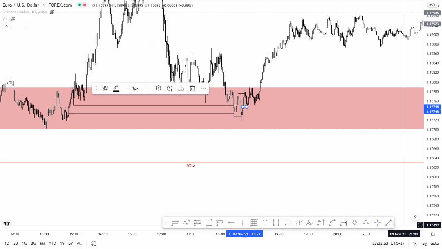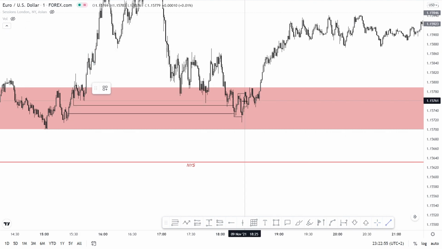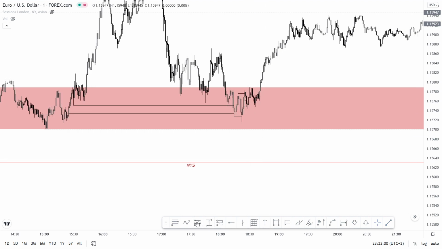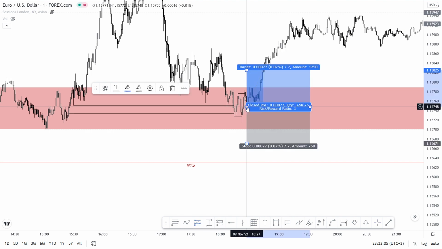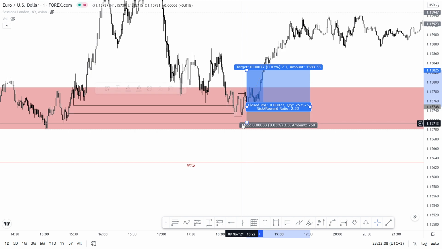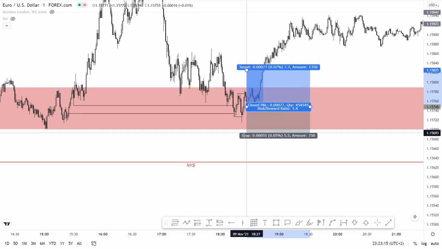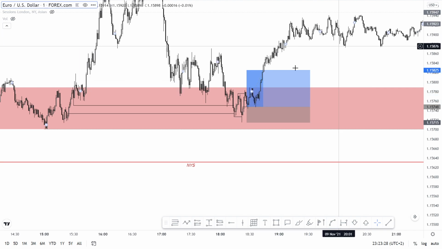So the first entry could possibly have been here, at the closure of this imbalance right there. Let me just quickly mark it up. First entry right there with the 3 pip SL. As you all know, my standard stop loss is 5 pips, so you would have had enough room to extend it. Could have had it around here, which is still fine, or you can just leave it as it is.